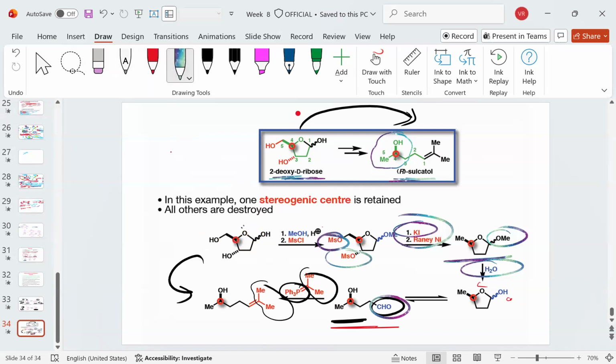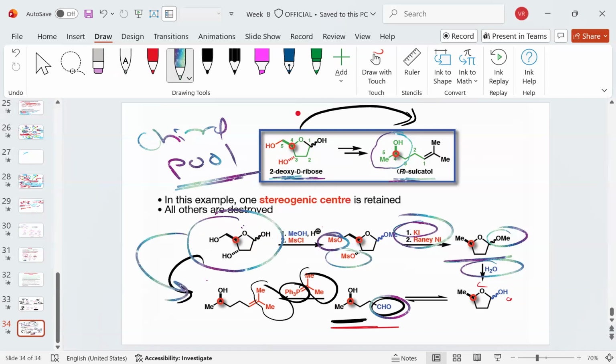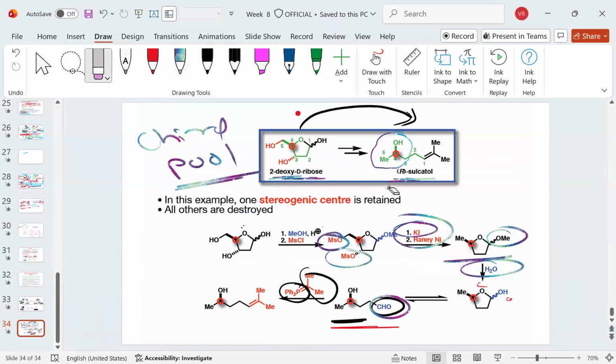So this is basically a chiral pool. From the word pool itself, you can understand that we have carried the stereochemistry directly from the starting material till the product. No matter whatever step we did, the stereochemistry is retained in the final product. And that's what the chiral pool approach is. So this is an example of the chiral pool approach.